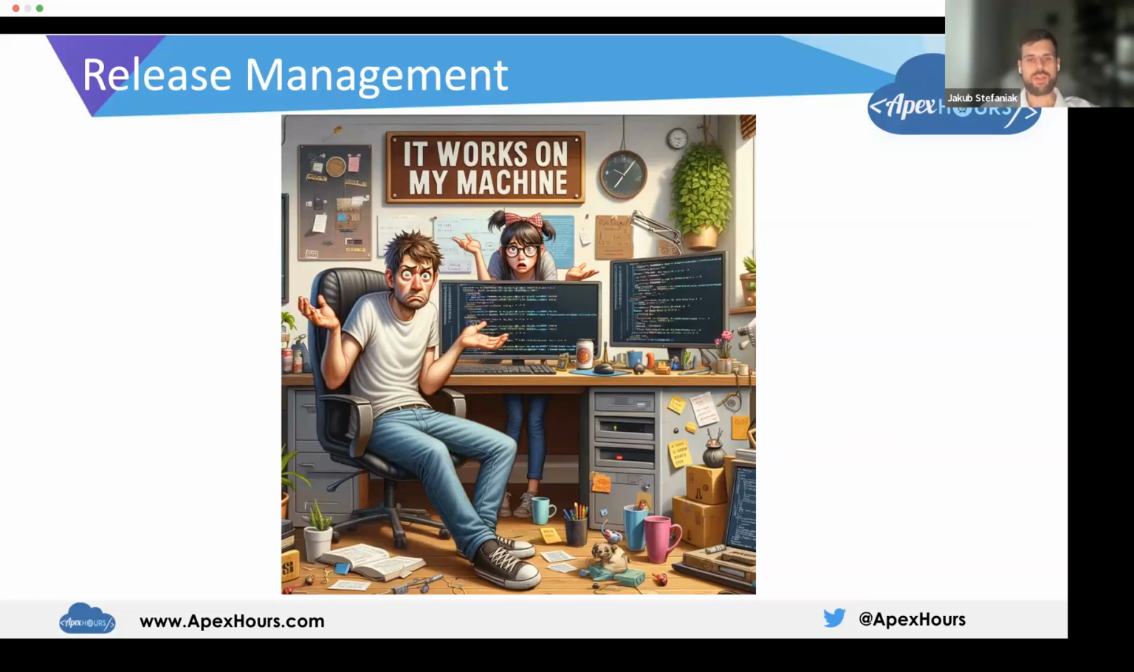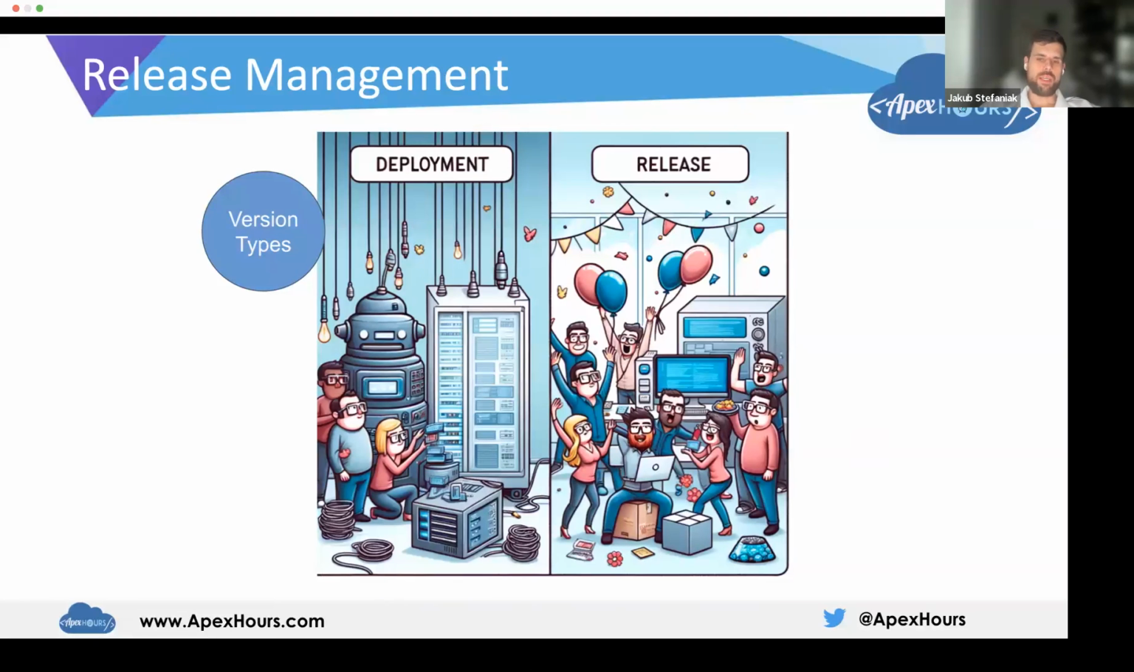And unfortunately, these other people at the end are going to be your customers. So having a good release management process is quite essential. There are two topics which people sometimes mix together, because we can speak about deployment and about the release. So I would like to explain a little bit the difference.